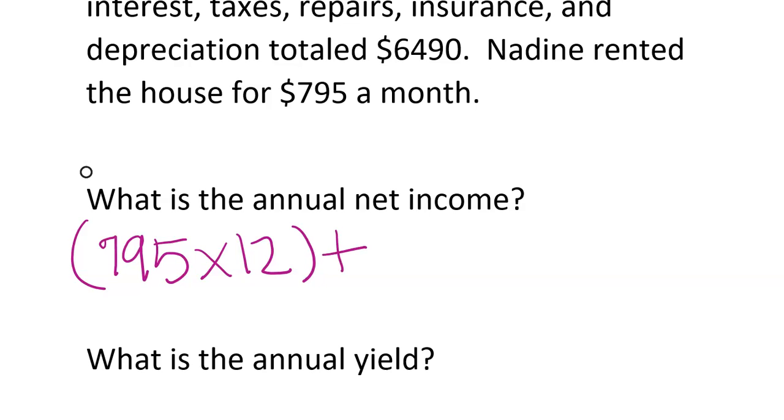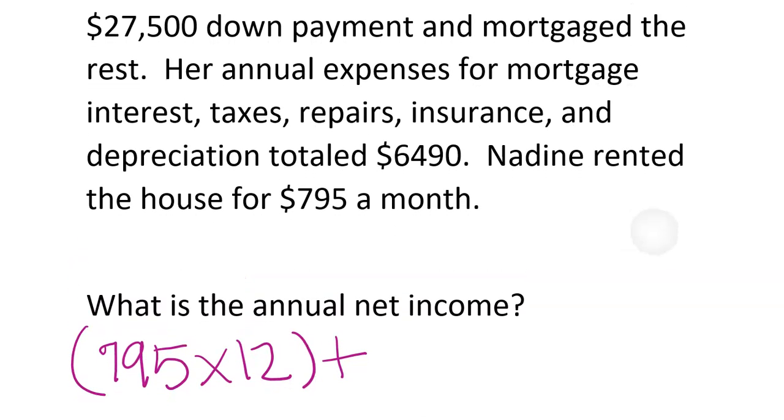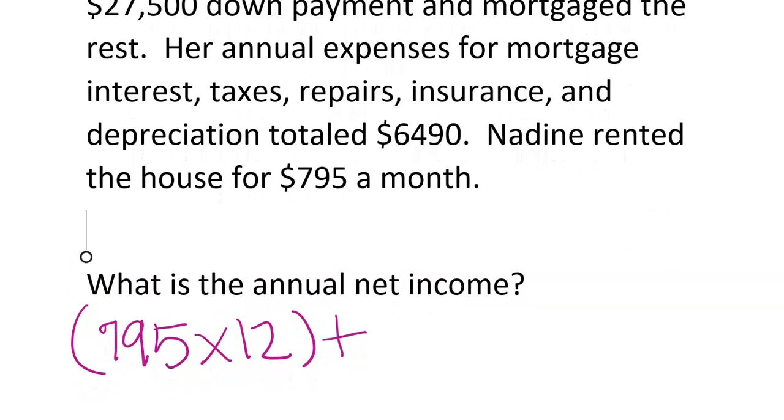Then we're going to add on the other amount that we have invested, $27,500. No, don't add that on. Sorry. Let's do the $795 times 12 first. So far, if the renters pay, she's going to take in $9,540. And that would be for the whole entire year.